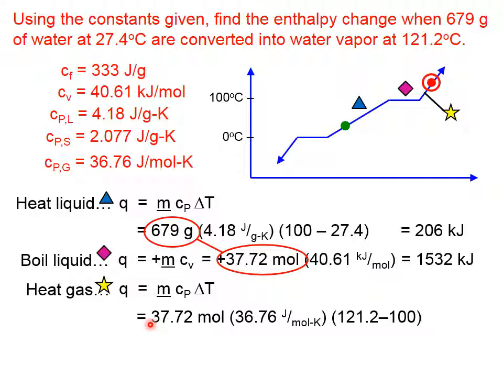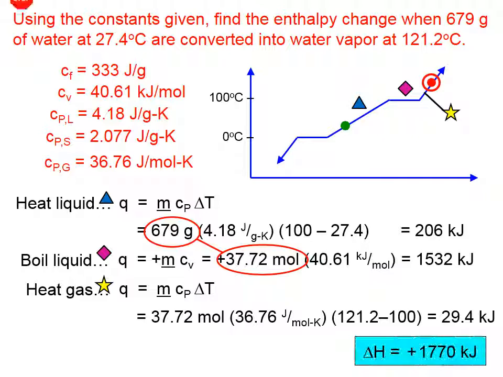Again, the m we've chosen not as grams but as moles so that it cancels the mole unit that's given in the constant. The delta T, T final, is 121.2 for this little portion of the curve. T initial is 100. That comes out to be, if we convert it into kilojoules, about 29.4. The sum of those then is the change in enthalpy.